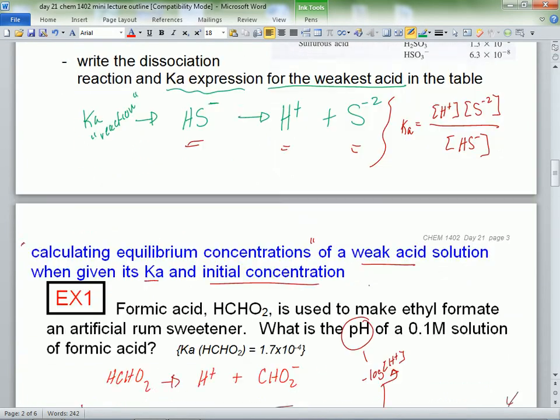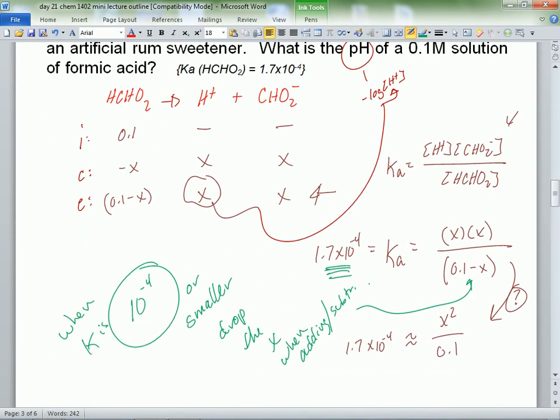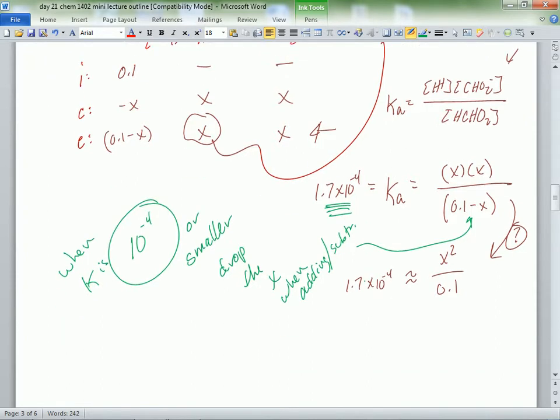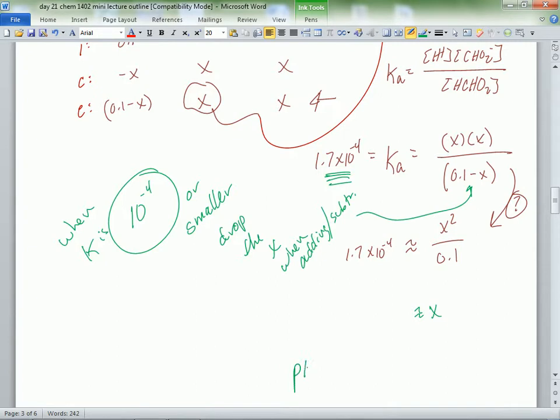But our K is 1.7 times 10 to the negative 4. Drop that X. We have this. Go ahead and solve for the X. See what you get. Take the negative log of it. You'll have your answer. All right? Make sure you can do this.